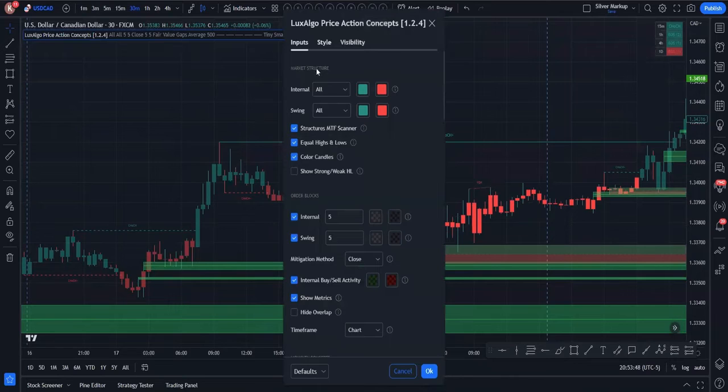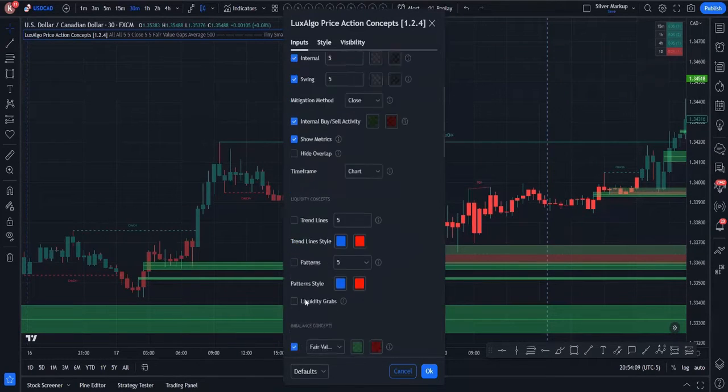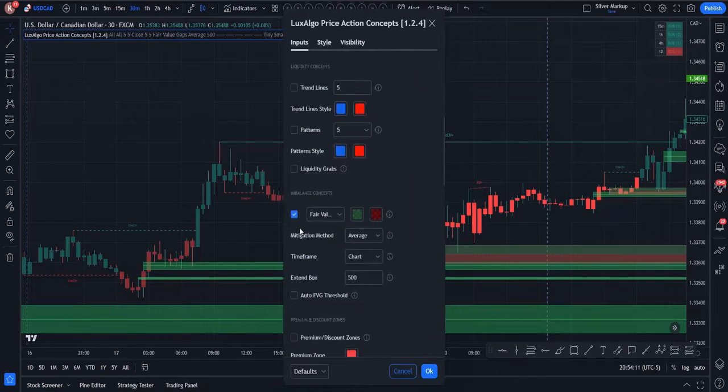Now going into the settings for the rest of the price action concepts, you want to make sure that your internal and your swing order blocks are set up and checked on. And I leave it at the default settings. Internal buy, show metrics, I do that. And then the other thing too is I go down here and I do fair value gap. Make sure that is checked. It's going to be very, very key.